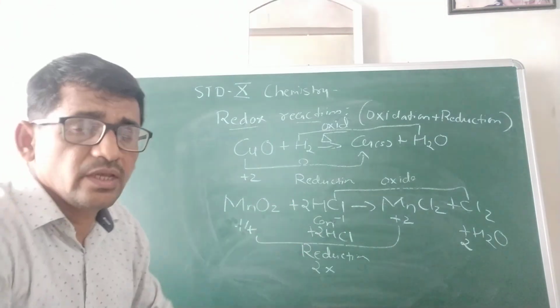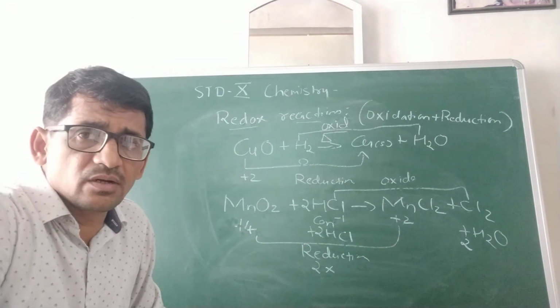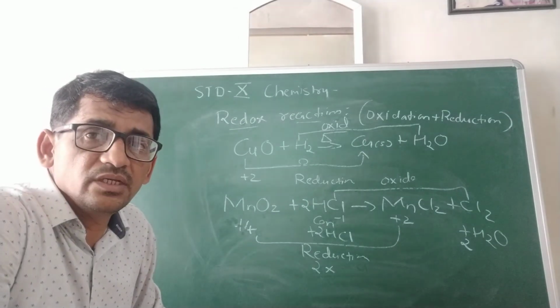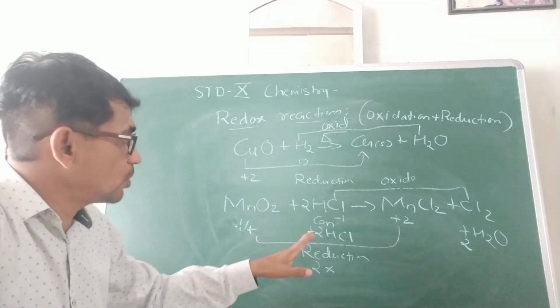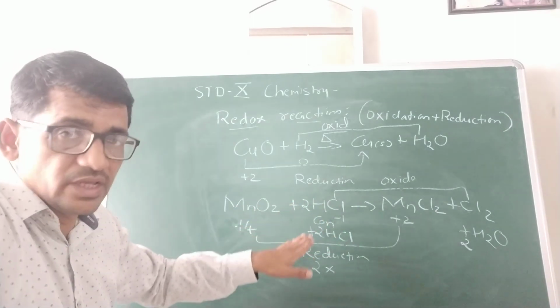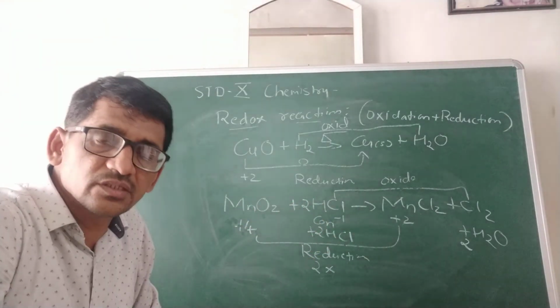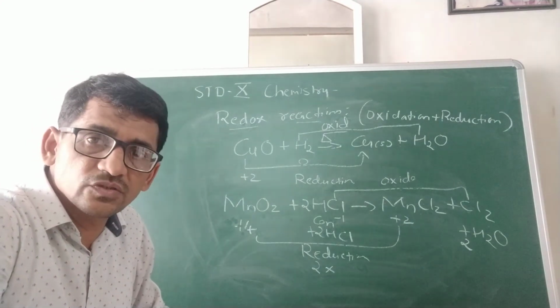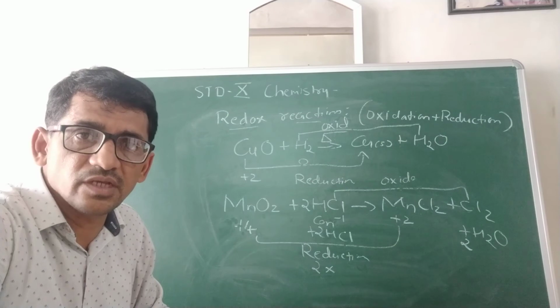Previously, in 11th and 12th standard, we will study how to balance this type of redox reaction according to its oxidation number. You just simply concentrate on the reaction in which oxidation and reduction take place. That type of reaction is a redox reaction and it is a simultaneous reaction.